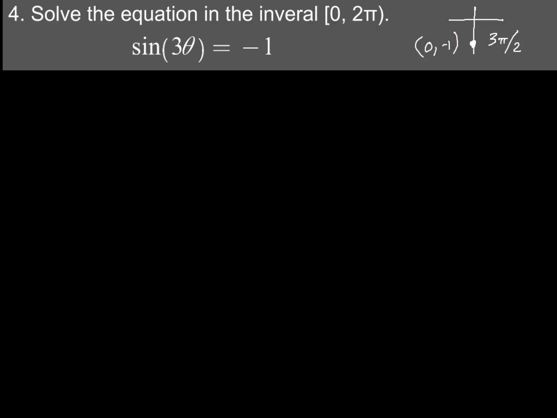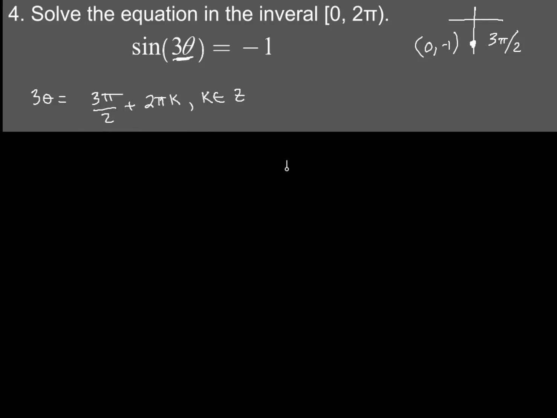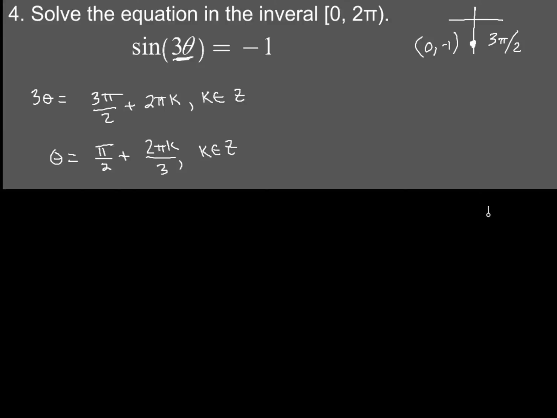Now from there, we're actually going to play with this 3 theta part, and we're going to set that equal to 3 pi over 2. Now to get all the way back around to 3 pi over 2, of course, we're going to have to add 2 pi. So that's going to give us 3 theta equals 3 pi over 2 plus 2 pi k, where k is an element of the set of integers. Now I want to solve this for theta, which means I've got to divide everything by 3. That gives me theta equals pi over 2 plus 2 pi k over 3, again, where k is an element of the set of integers, k-e-z.